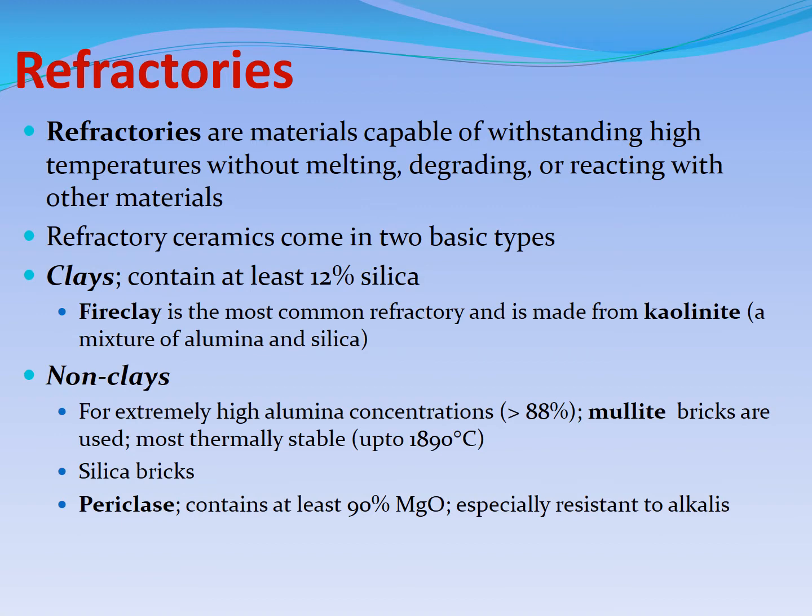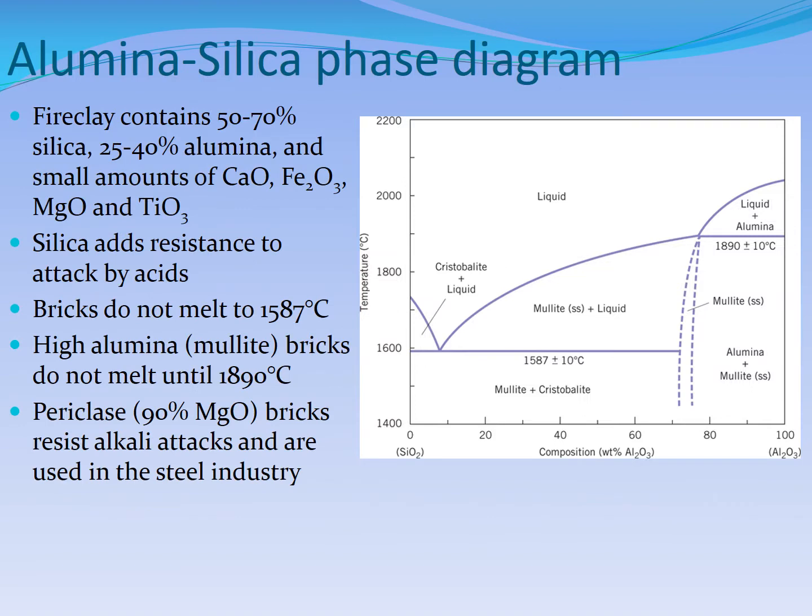Then the other category of ceramics called refractories, right? Very high temperature resistant materials. So clay based refractories are there, non-clay based refractories are there. In the non-clay, mullite is one major type and periclase is the other major type. Some are based on silica bricks, some are based on magnesium oxide, and these are very high temperature resistant materials, refractories. Aluminum silica phase diagram, right? So there is calcium oxide, iron oxide, magnesium oxide, titanium oxide, and so on inside there.